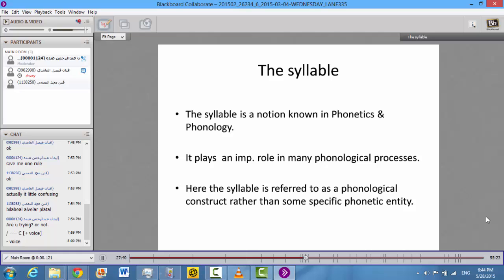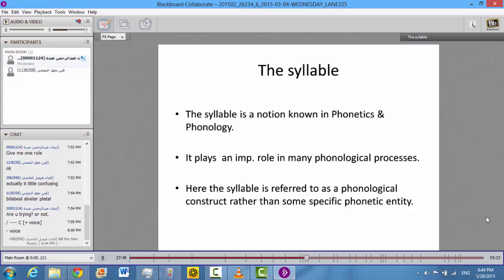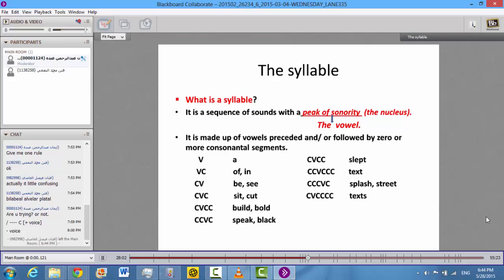The syllable is what? The syllable is a notion known in phonetics and phonology. It plays a very important role in many phonological processes. Here the syllable is referred to as a phonological construct rather than some specific phonetic entity. The definition of a syllable is a sequence of sounds with a peak of sonority. And the peak of sonority is usually the vowel, which is the nucleus of the syllable or the center of the syllable.